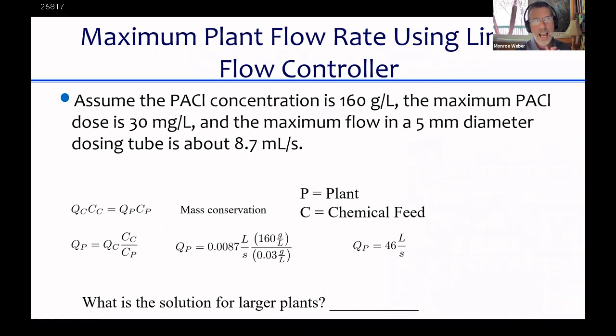So how much can you get out of one tube? If we only were to use one tube, and we used a 5 mm diameter dosing tube, which would end up requiring a pretty long tube, but could work, that ends up being about 8.7 milliliters per second of flow. This is basically keeping the minor losses small.